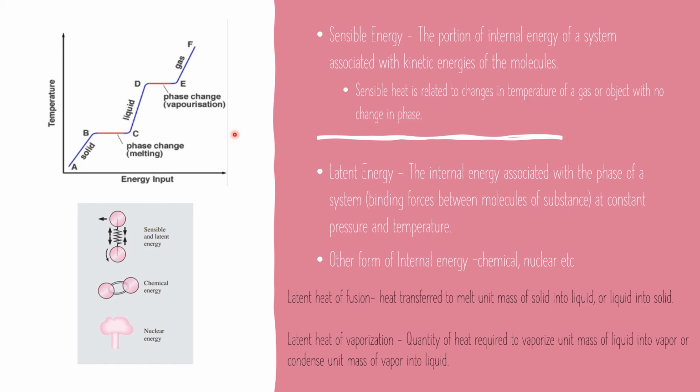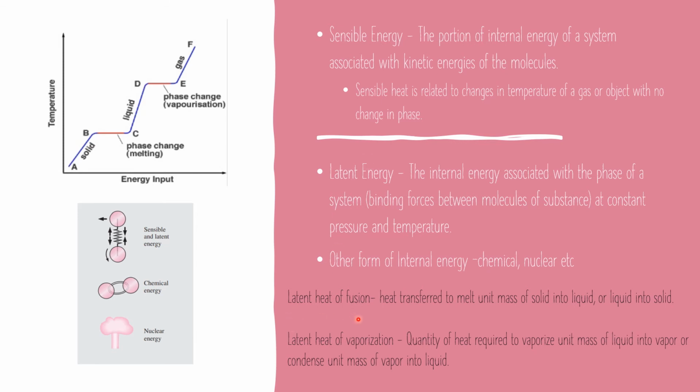Now, to discuss sensible energy, this is the portion of internal energy of a system associated with kinetic energies of the molecules. Sensible heat is related to changes in temperature of a gas or object with no change in phase, while the latent energy is the internal energy associated with the phase of a system, the binding forces between molecules of a substance at constant pressure and temperature. And the other forms of internal energy are the chemical energy, nuclear energy, and others.